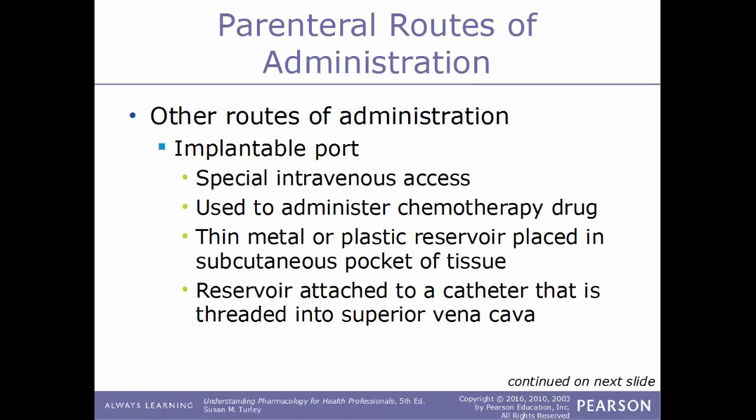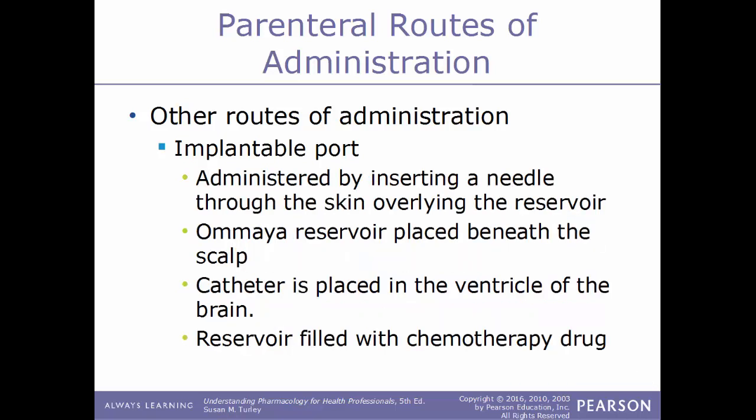Some other routes of administration: an implantable port. This is a special type of IV access. These are used to administer chemotherapy drugs. This is where you have a thin metal or plastic reservoir placed in a subcutaneous pocket of tissue, and this reservoir is attached to a catheter that's then threaded into the superior vena cava. From there, the drugs are administered by inserting a needle through the skin overlying the reservoir.